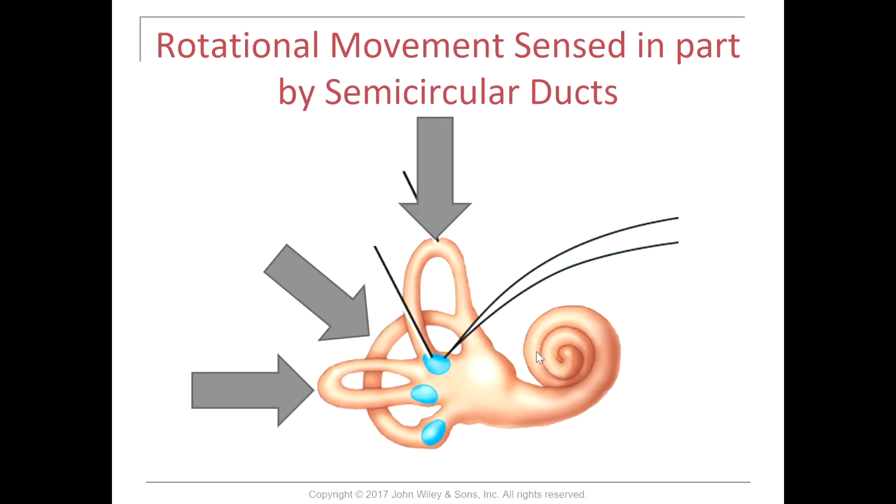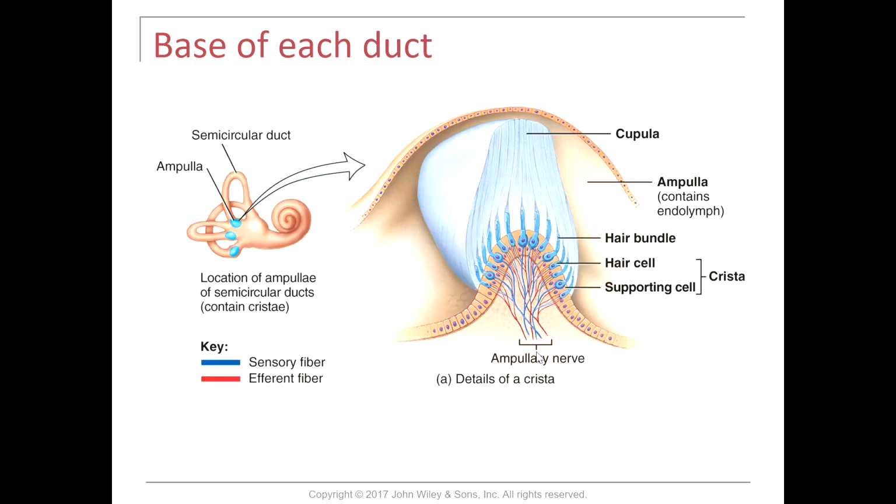Well, we got something called a semicircular duct. Ducts kind of hints that these things are hollow tubes, and they're hollowed out and filled with endolymph. And as you swirl and twirl, that endolymph swirls and twirls and passes by at the base of these semicircular ducts, and pushes on these little hairs called crista. And these crista sense that movement.